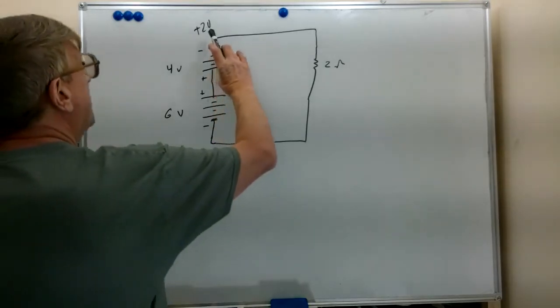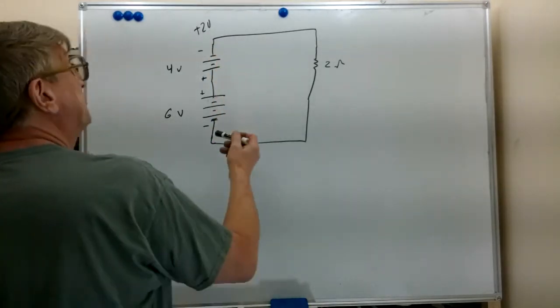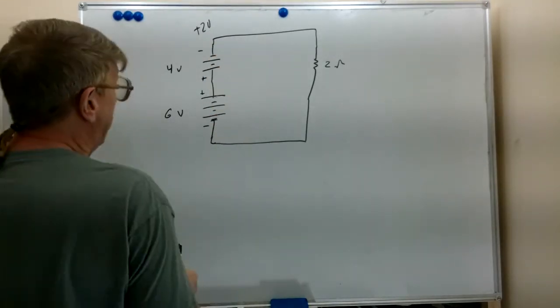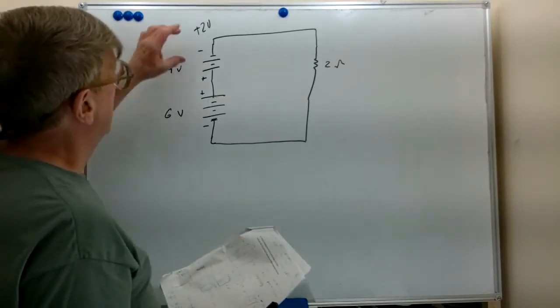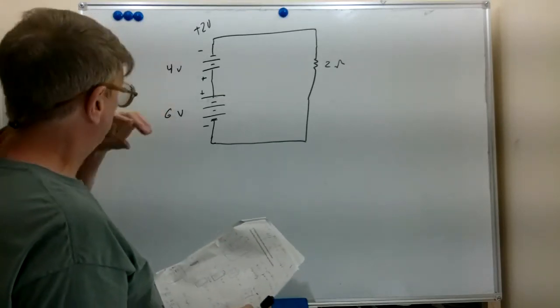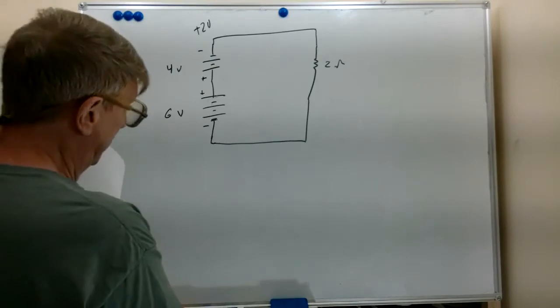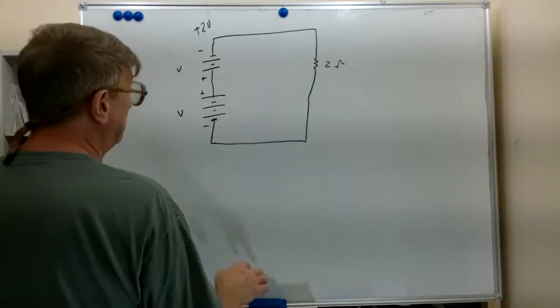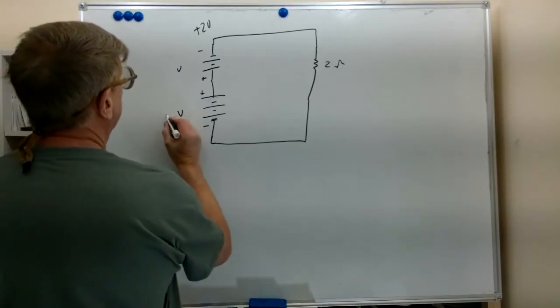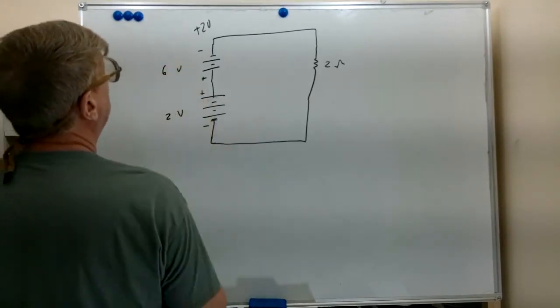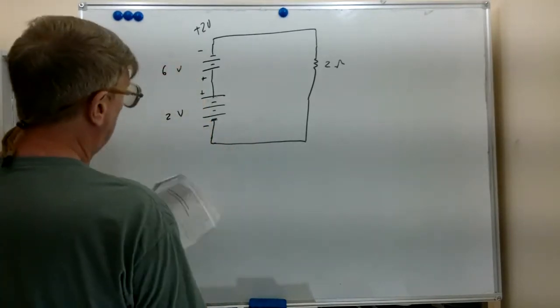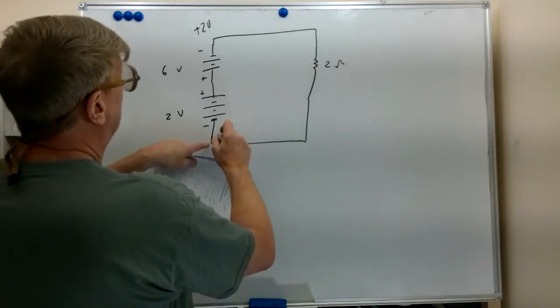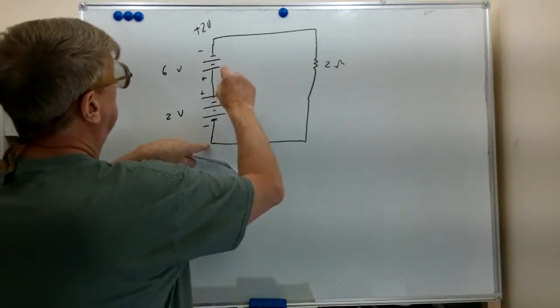This one was opposite in polarity, so it kind of subtracted from this one. And we end up with the polarity of the larger supply. If this had been opposite in value, same polarities but opposite, we would have had the 2 volt here and the 6 volt here. We would have started here, we would have read plus 2 volts.